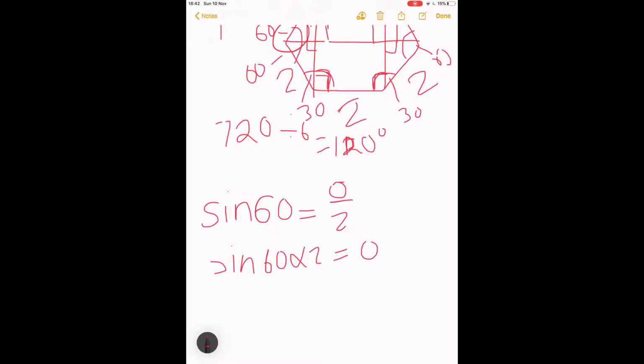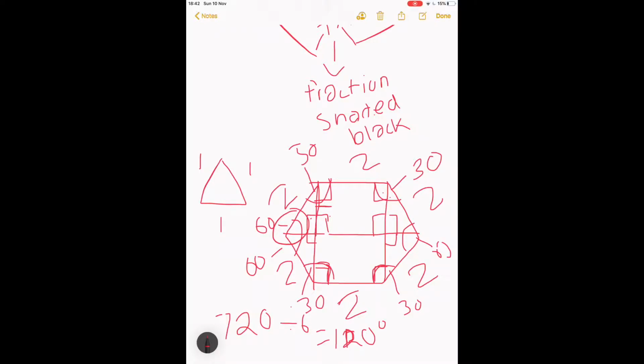equals O. So sine 60, from our previous video, I remember that sine 60 is root 3 over 2, times 2, which equals O. So root 3 over 2 times 2 is just double of that, so that's just root 3. So O equals root 3. So now we know O equals root 3. The height is root 3.